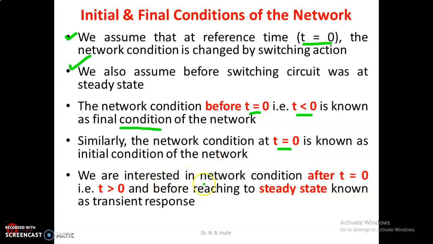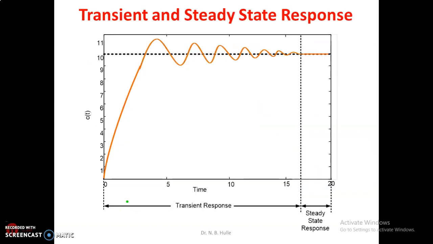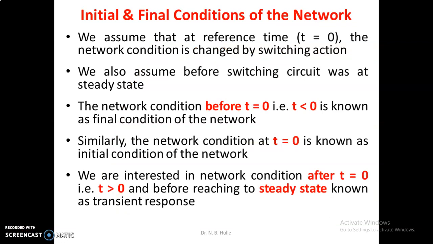Here we are interested in the network condition after t is equal to 0, that is for t greater than 0, and before reaching the steady state, that is nothing but we are interested in the transient response of the system, as we discussed in the previous slide. Here we are interested in this period after switching and before reaching the steady state or stable state. That response we are trying to analyze in this case.